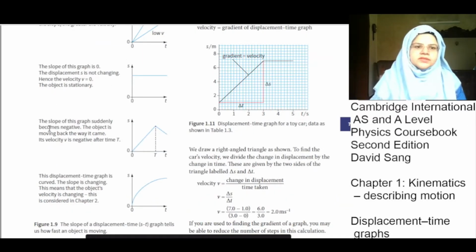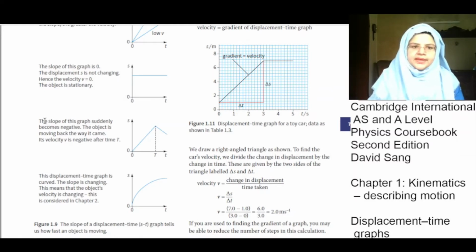The slope of this graph suddenly becomes negative. The object is moving back the way it came. Its velocity is negative after time t. If the positive slope suddenly becomes a negative slope, it means that the object has changed direction and is now moving backward.